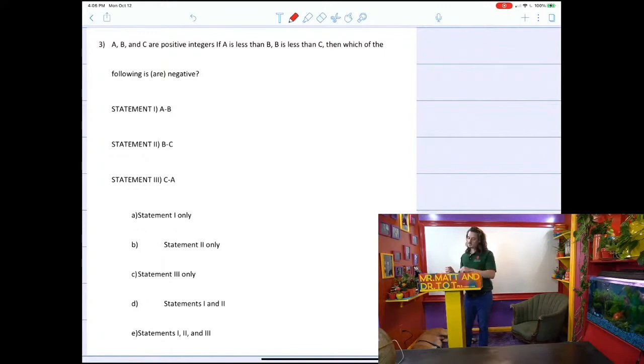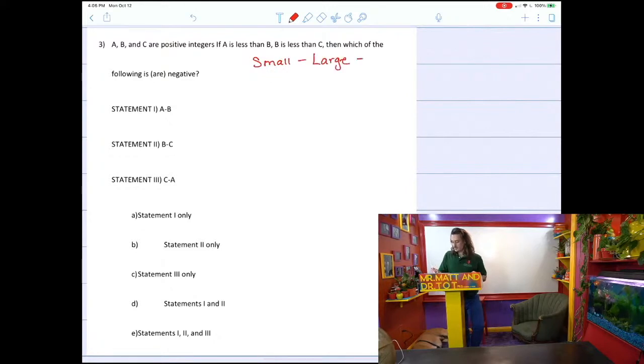Okay, so let's look at number 3. A, B, and C are positive integers. If A is less than B, B is less than C, then which of the following is or are negative? So if they're all positive, the only way that we're going to get a negative result is if we have some type of small number minus some larger number. That will produce a negative result.